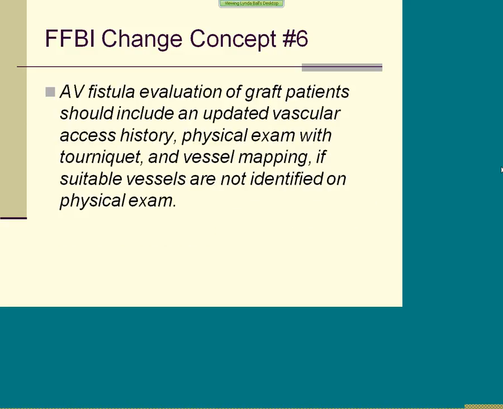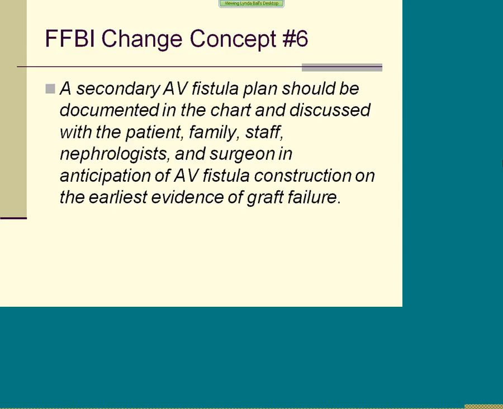And it goes on to say that AV fistula evaluation of graft patients should include an updated vascular access history, physical examination with tourniquets, and vessel mapping if suitable vessels are not identified on a physical exam. Sometimes you put a tourniquet on somebody and those veins pop up everywhere. And if doctors are really good at doing evaluations, they can almost tell from just looking at their physical assessment whether a patient will have good vessels to support AV fistulas.